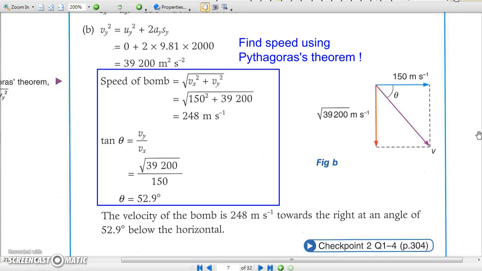For part B, you have to find the velocity of the bomb when it hits the enemy ship. You have to find the vertical speed when it is at the sea. And the horizontal speed never changed. It was 150 meters per second. You have to combine the two together to find the resultant using Pythagoras' theorem.